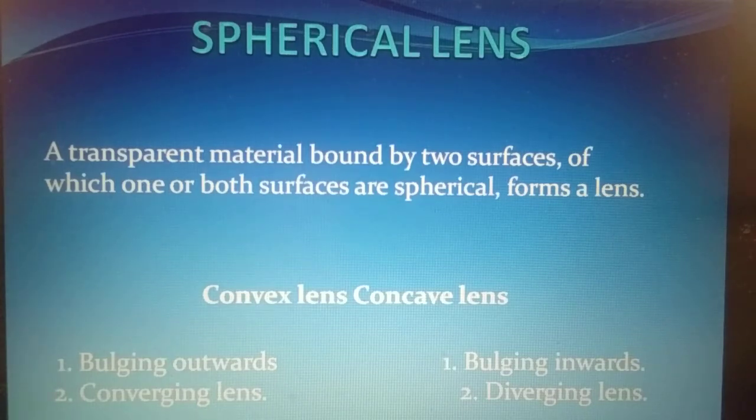Lenses are of many types, among which the convex lens and the concave lens are very important. What is the meaning of a convex lens? Bulging outward, and it is also termed as a what? Converging lens. What is the meaning of concave lens? It is bulging inward, and it is also termed as a diverging lens.